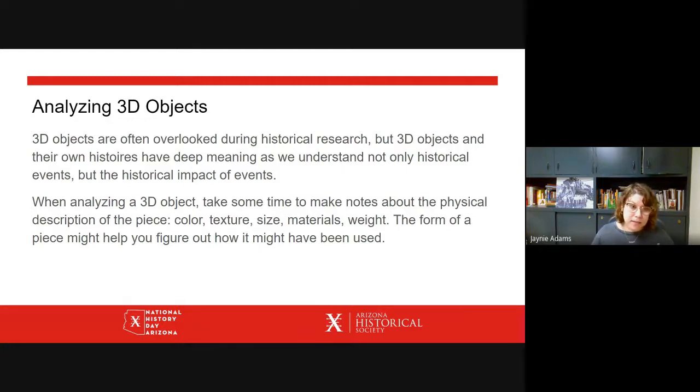The form of a piece might help you understand how it had been used. So a really good example is if you're looking at a piece of pottery and it has a skinny neck and a skinny opening, right? What kinds of things are you going to store in there? Probably water, probably something that flows easy. But if you have a piece of pottery that has a lid, you're probably going to store something in it like flour or grain. So the form of a piece can really help us understand what it was used for, and that can help us understand the historical context of the piece.